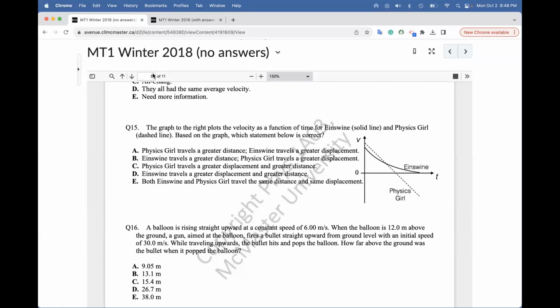How come there's no gravity acting on it? Like on the bullet? Oh, there would be. The acceleration for the bullet would be negative 9.8.